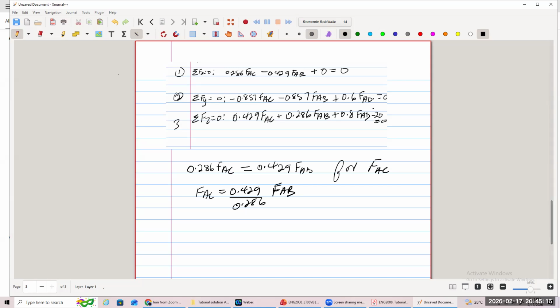Right. Watch that work out. Can somebody work that out? 1.5, sir. So it gives you what? 1.5 FAB. All right. Now that you have done that, you have two other expressions. So this is now equation 4.